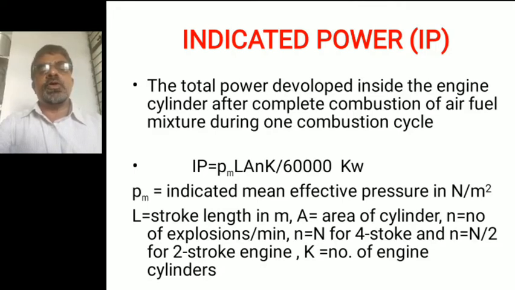kilowatt. The unit of this is kilowatt, where P is equal to indicated mean effective pressure in Newton per meter square, L is equal to stroke length, that should be in meter, A is equal to area of the engine cylinder, N is equal to number of explosions per minute. Friends, N is equal to capital N for a 4-stroke engine, because at every 2 revolutions of the crankshaft we have one power impulse. In case of a 2-stroke engine, at every revolution of the crankshaft we have one power impulse. That's why N is equal to engine speed divided by 2.